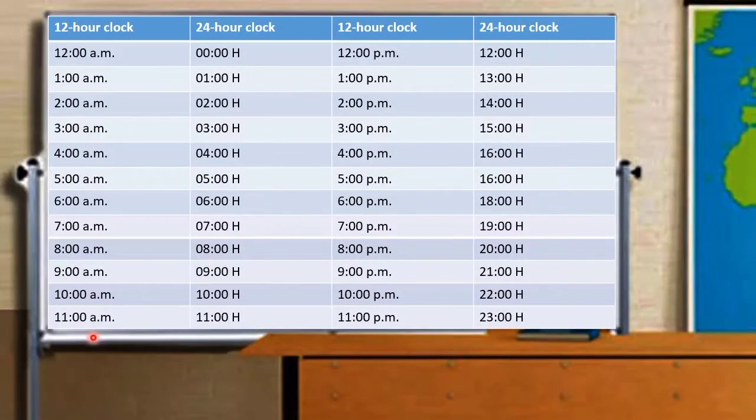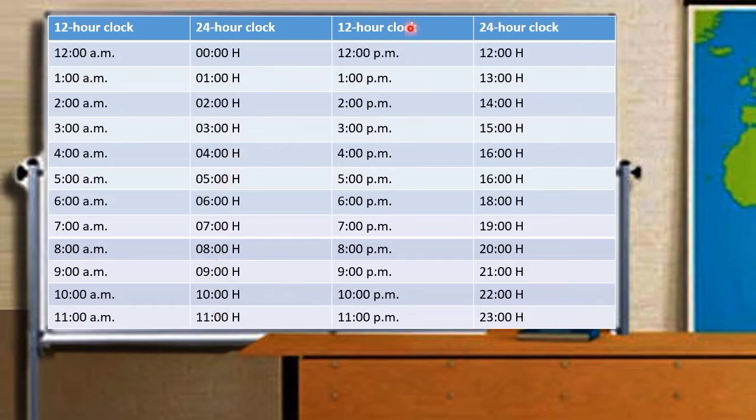So take a look at this table. We have the 12-hour clock and its equivalent in 24-hour clock. Same thing with this two last column, 12-hour clock and its equivalent in 24-hour clock. Okay, let's have 12 AM. The equivalent of 12 AM in 24-hour clock is 0000 hours. 1 AM is 0100 hours, and 2 AM is 0200 hours, 3 AM is 0300 hours, 4 AM is 0400 hours, and so on.